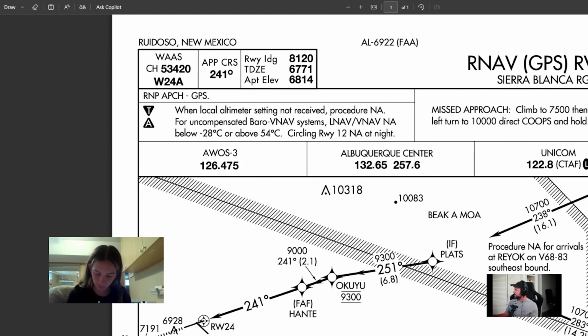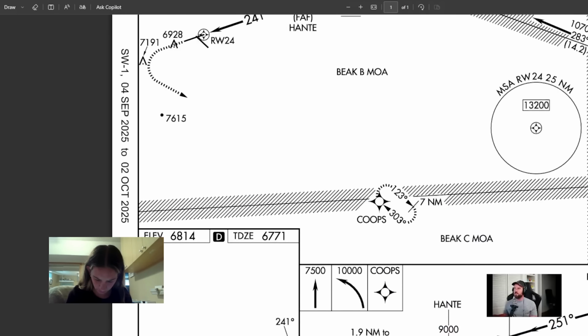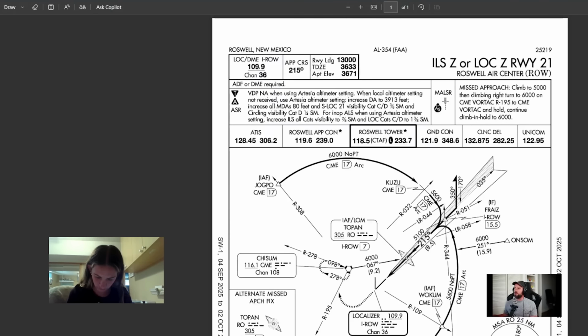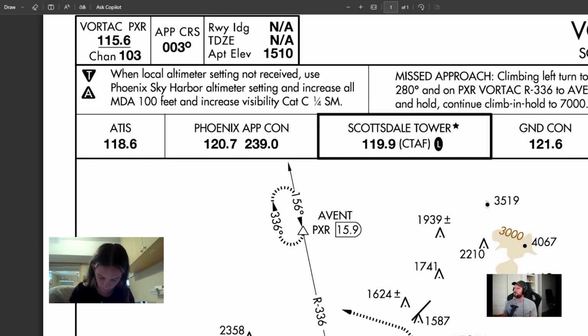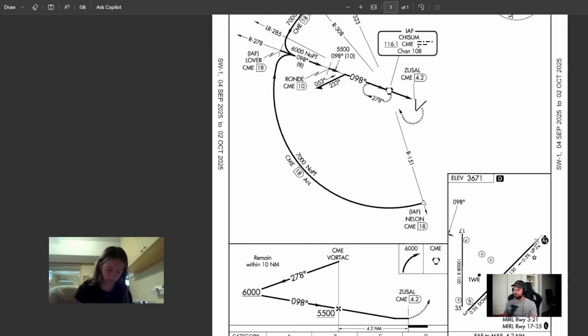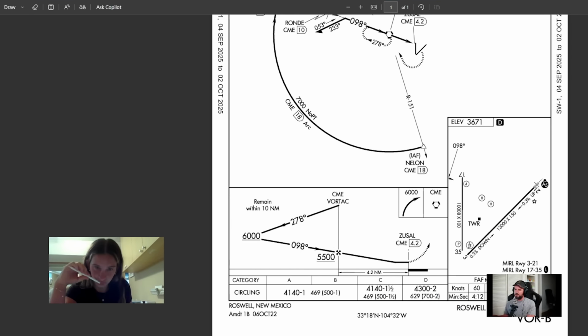Awesome. Love it. Now, let's go and take a look at, again, that VOR. Oh, that's the Scottsdale one. VOR Bravo, right? So once I hit CME on my way in on this VOR Bravo, what altitude can I go down to? Hold on, let me assess this here. At CME, you have to be at or above 6,000 until you're established inbound. Then you can descend down to 5,500.